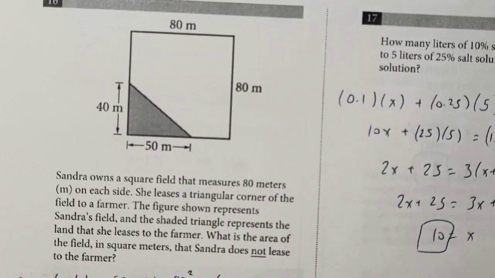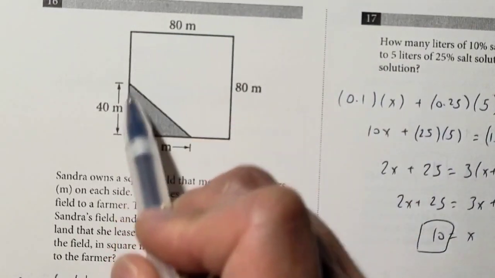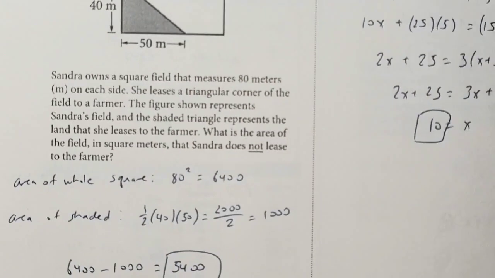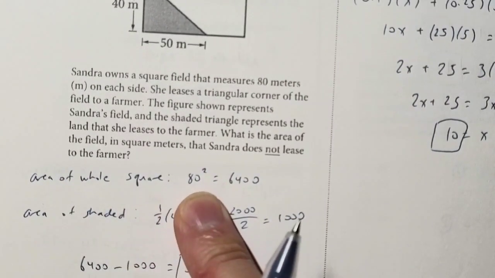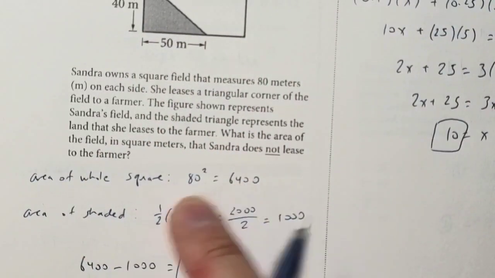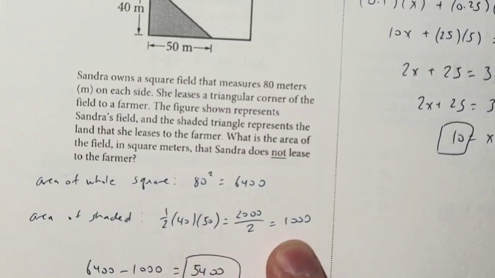So, how do we do this? We can find the area of the whole thing and then subtract off this area of the shaded. That's it. So the area of the whole square, the area of a square is just the length of one side squared. So that's 6,400. Area of the shaded is a triangle, so half the base times the height. If you do the math, it's 1,000.